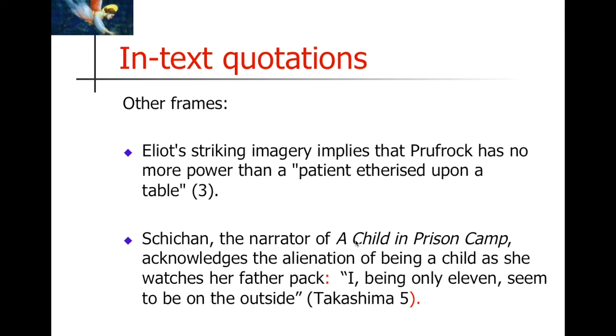Here is quite the opposite. It's also a literary citation. You can see they're using MLA referencing systems here. Chichan, the narrator of a child in prison camp, acknowledges the alienation of being a child as she watches her father pack. Colon, and then you've got the quotation. Here, the punctuation comes after the referencing, in both cases, and this is MLA. So here it's just part of the prose. It follows on. It's part of the syntax. Here you've got a colon disrupting the syntax. There's one syntactic unit for the frame and another syntactic unit for the quotation itself. Both are correct and quite common.